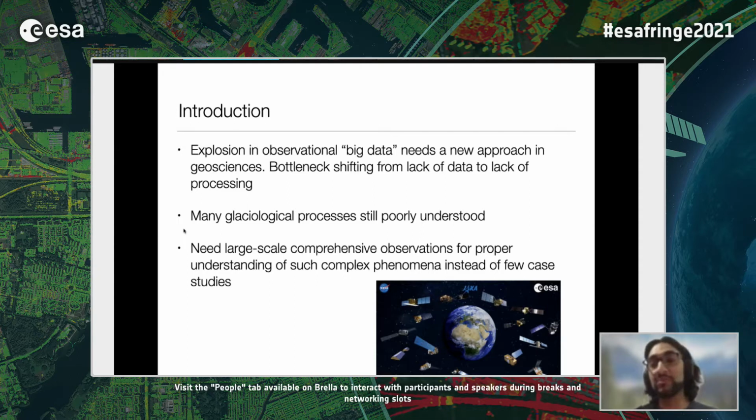So to start with a broader overview, as we all know, there has been a sort of explosion of observational big data in the geosciences and remote sensing. And it's shifting our bottlenecks in understanding a lot of poorly understood glaciological processes from lack of data to lack of processing in a lot of instances. And to really understand these processes, we need to have more than a few case studies and really look at comprehensive observations across ice sheets and across larger temporal and spatial scales.